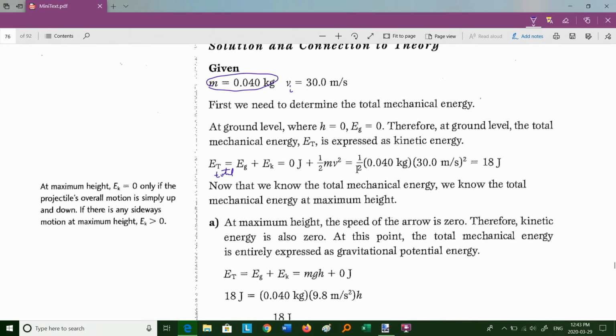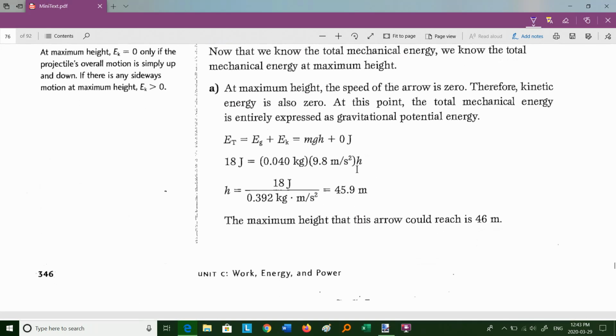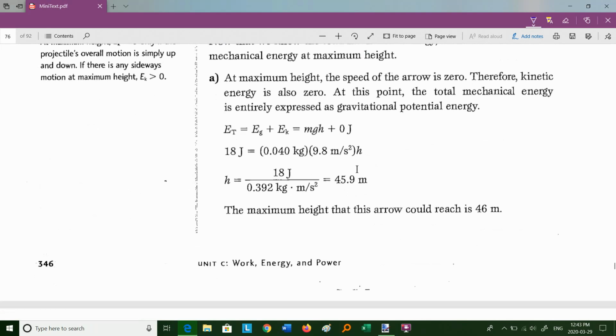So, at maximum height, speed is 0, but the total mechanical energy stays at 18 joules. So your 18 joules equals the gravitational potential energy. So H is going to be E total over mg. So 18 divided by 0.04 times 9.8. So the arrow could reach 46 meters.